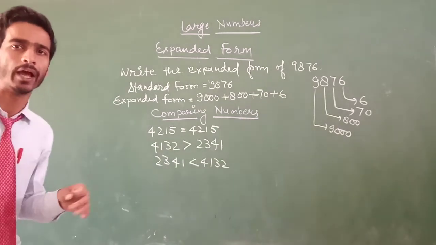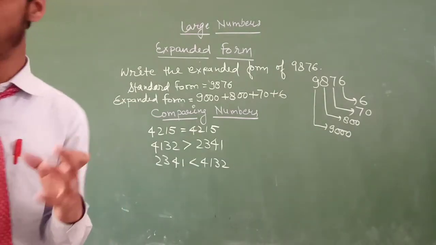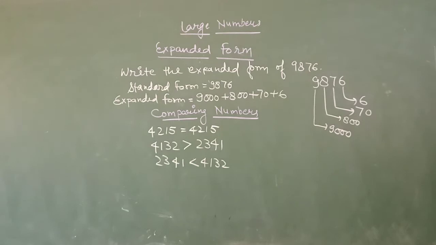Okay, and now we have to learn how we can compare numbers when the number of digits is different, when the number of digits is the same, and if the digits in the thousands place and ones place are the same. Okay, and writing numbers in an order.